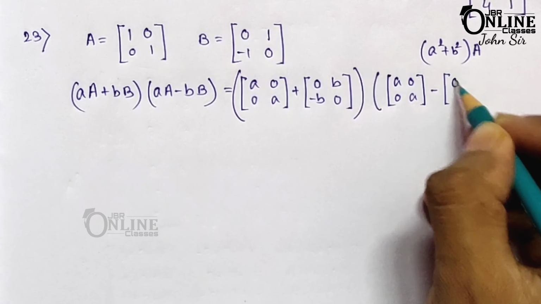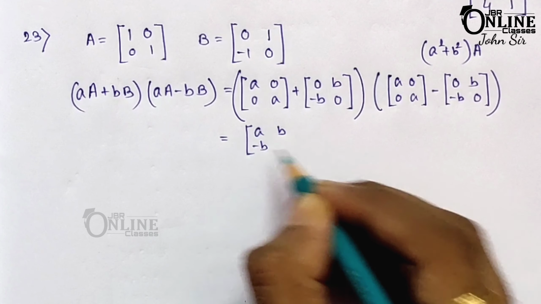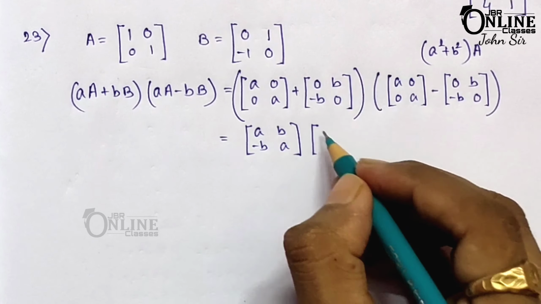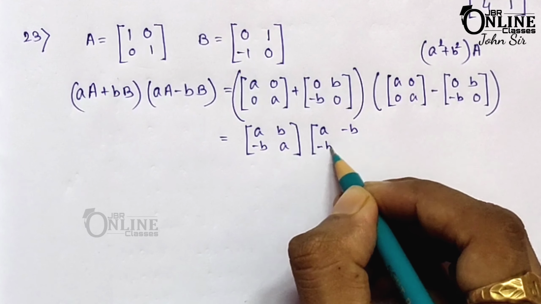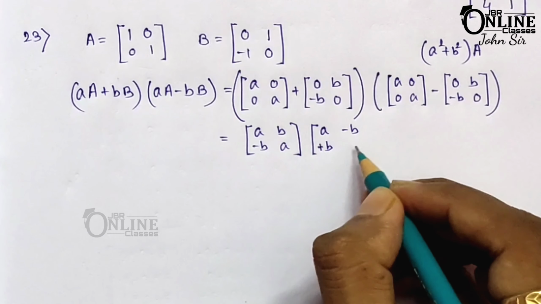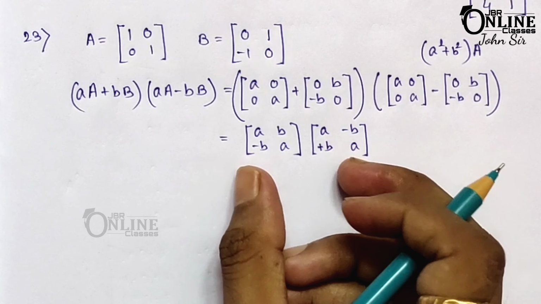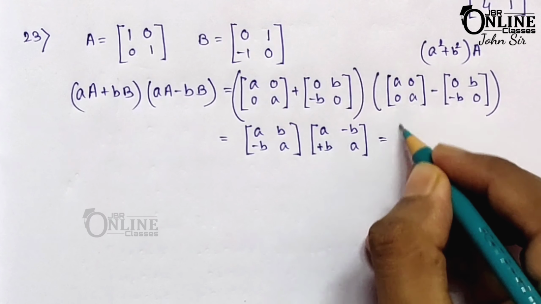Okay. So now you have to first add these two matrix, then you will get here a, this one b, this one minus b, here a. Then multiply with here a, this one minus b, okay, and then next one here plus b, and this one will be here a. So now you have to multiply these two matrix.